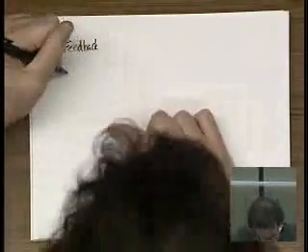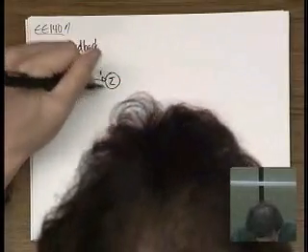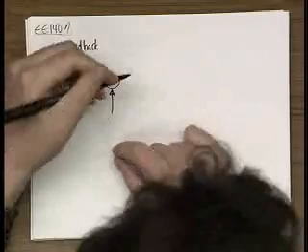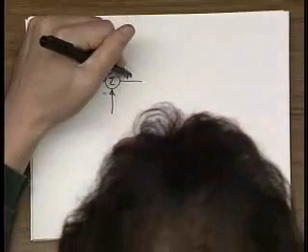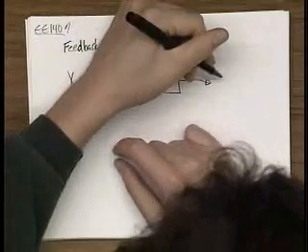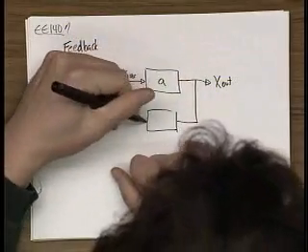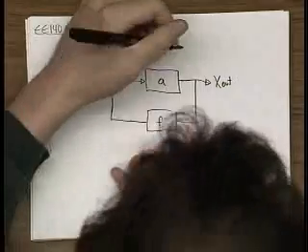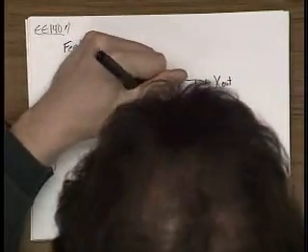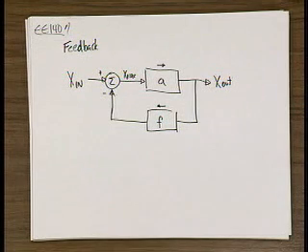There we go, feedback. So the basic feedback network looks like this. Let's call this X error. Okay, so this is the basic feedback network. And if all your circuits looked like this, your life would be much easier.